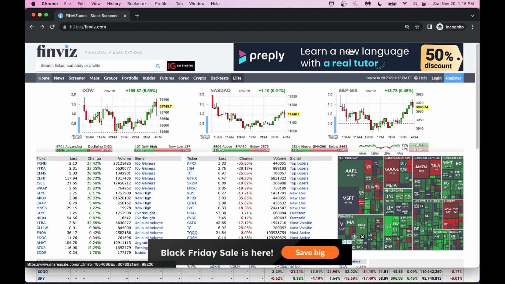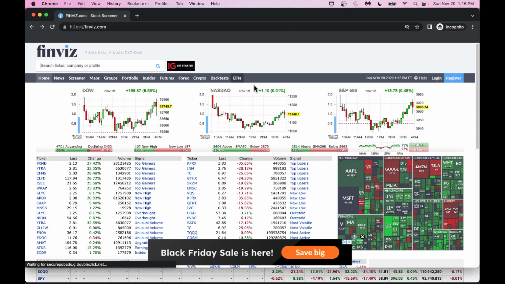And one more reason I love this tool is if you have a Finviz Elite membership, you can download the data and you can take it to Excel spreadsheet and analyze further. So with that, let's jump in here and look at various tiers of subscription that Finviz offers.